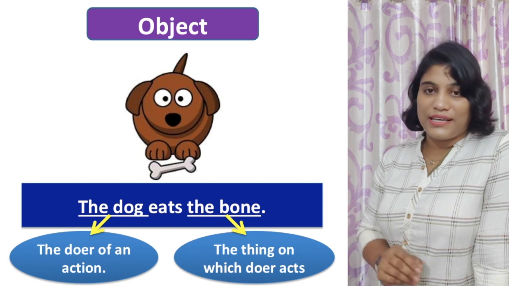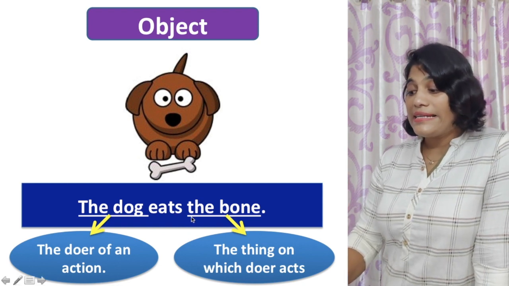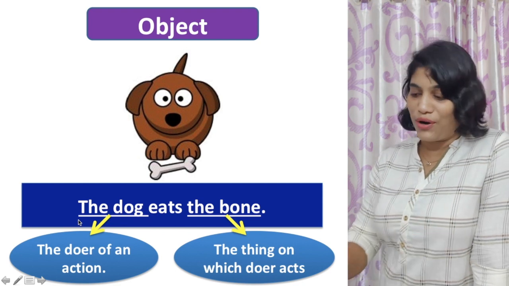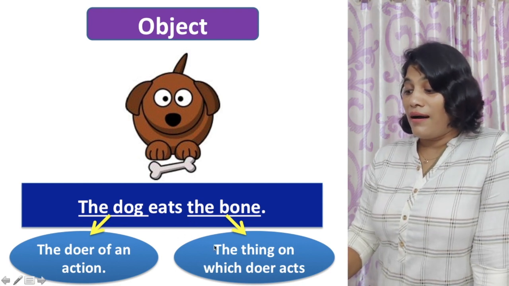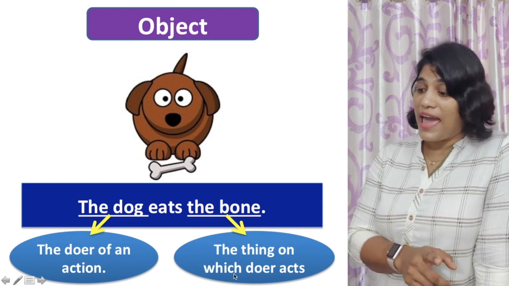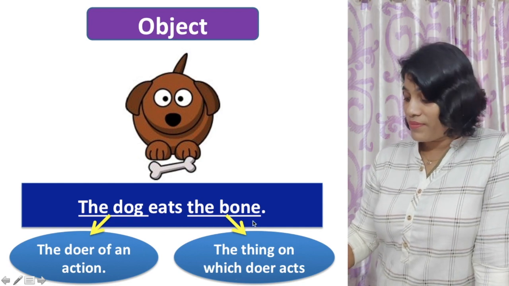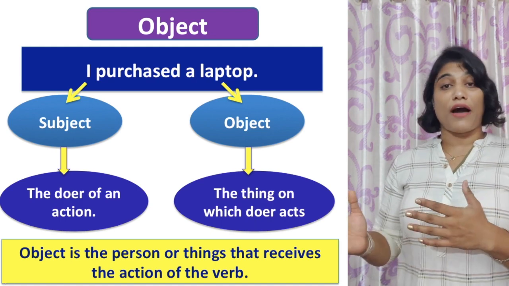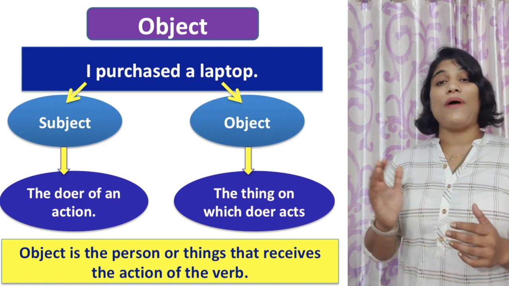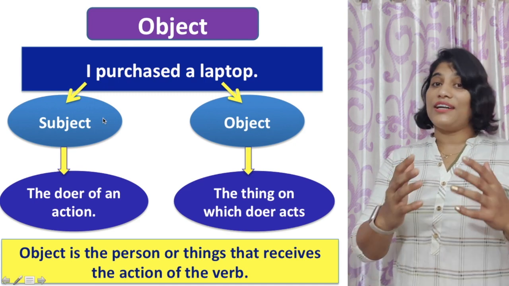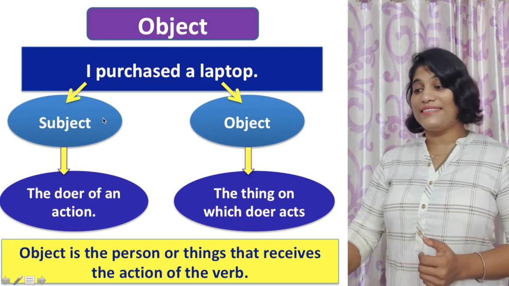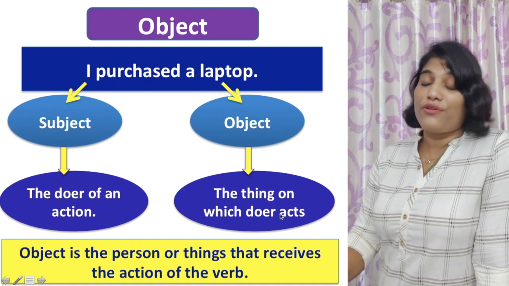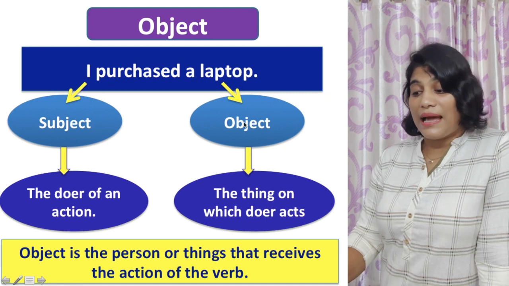Here, look at the picture. The dog eats the bone. Here, who is the doer of action? Of course, the dog. And the thing on which the doer acts is the bone. Now, in another example, you may find the same thing. I purchased a laptop. Here, the doer of action, that is subject, is I. And the thing on which the doer acts is laptop.